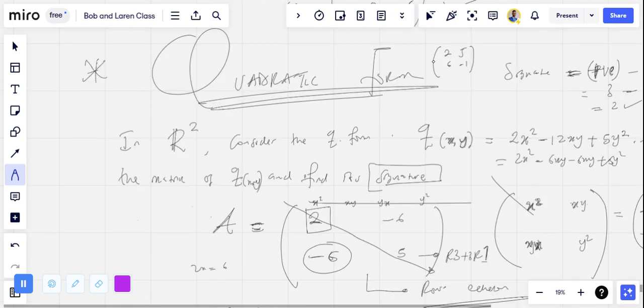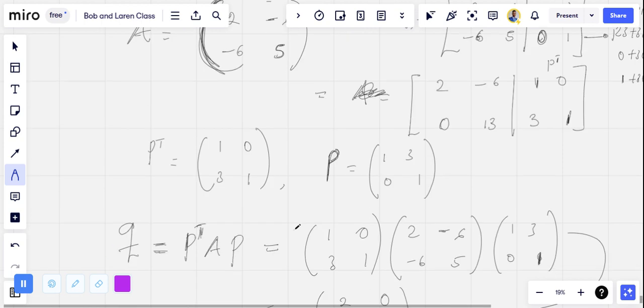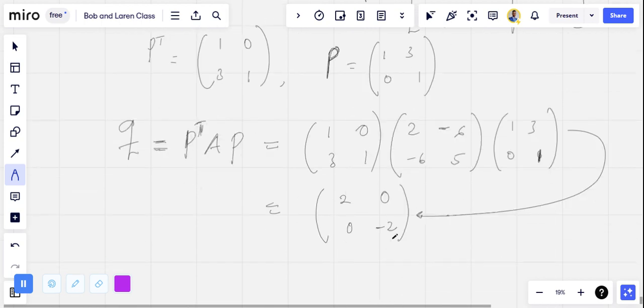Where did the question say? Find the matrix of Q and find the signature. So the matrix of Q is actually equal to this result, and that is what we have here.